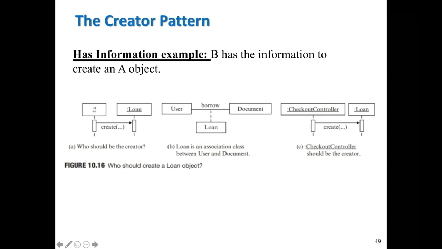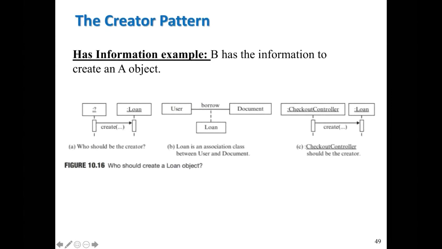Okay, if you see your relationship of the objects, your loan class is connected with document and with user, because user borrows document. So all the borrowing information is kept here in loan. Okay, what is the class that has all the information? This is the next case, has information example. So who has the information about loan? User? No, user does not have the information. We do not store the loan information in user. It is a separate class.